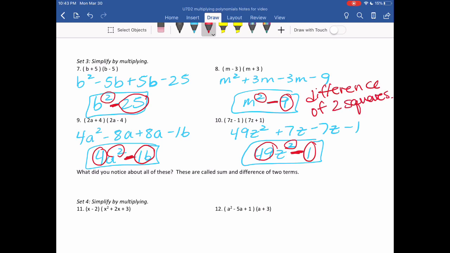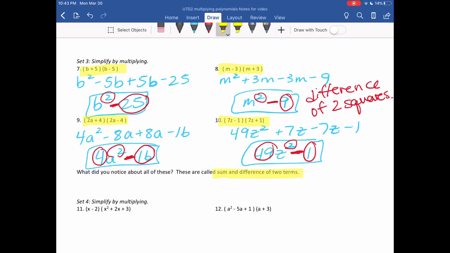And I want you to notice that's what we can kind of notice about the answers. Now I want you to look at the original problems, number 7, 8, 9, and 10. Those original problems are all sum and difference of 2 terms. So number 7, you have b plus 5, b minus 5. Number 8, m minus 3, m plus 3. Do you see how it's the same 2 terms?